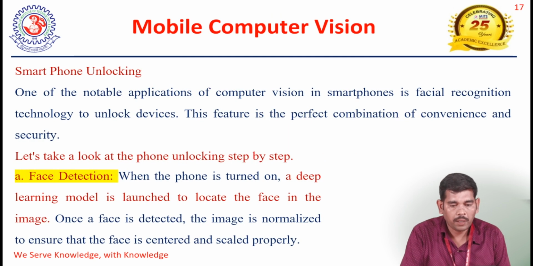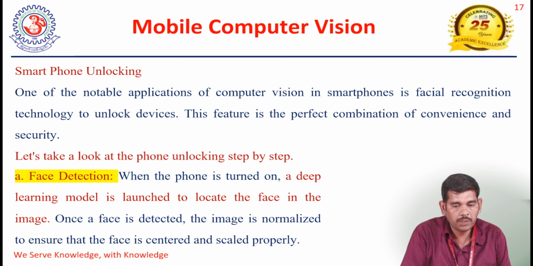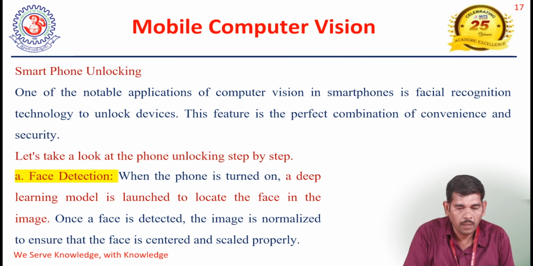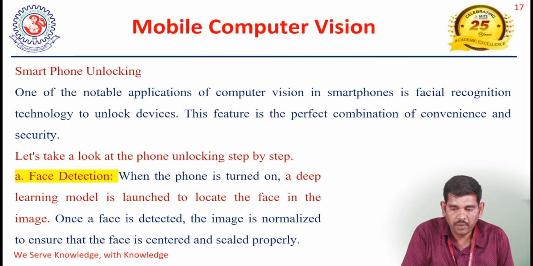Smartphone unlocking. There is a step-by-step process for smartphone unlocking. A notable application of computer vision in smartphones is facial recognition technology to unlock the device. The feature is a perfect combination of convenience and security. The first step is face detection. When the phone is turned on, a deep learning model is launched to locate a face in the image. Once a face is detected, the image is normalized to ensure the face is properly scaled.